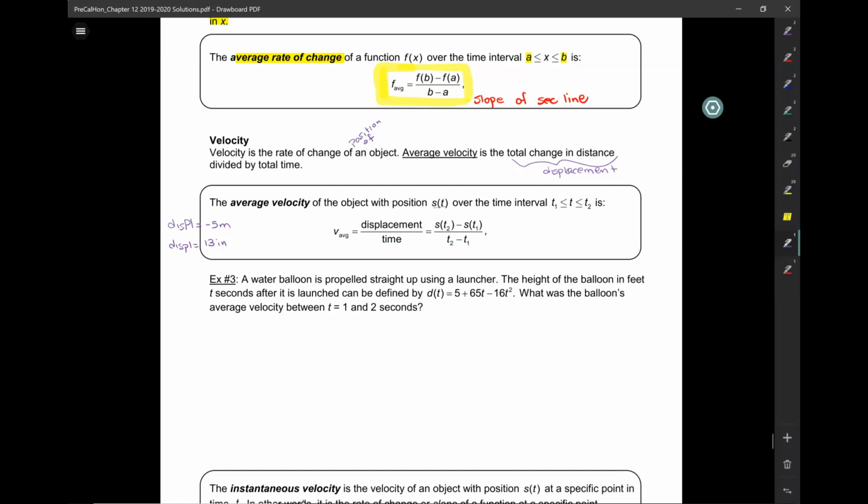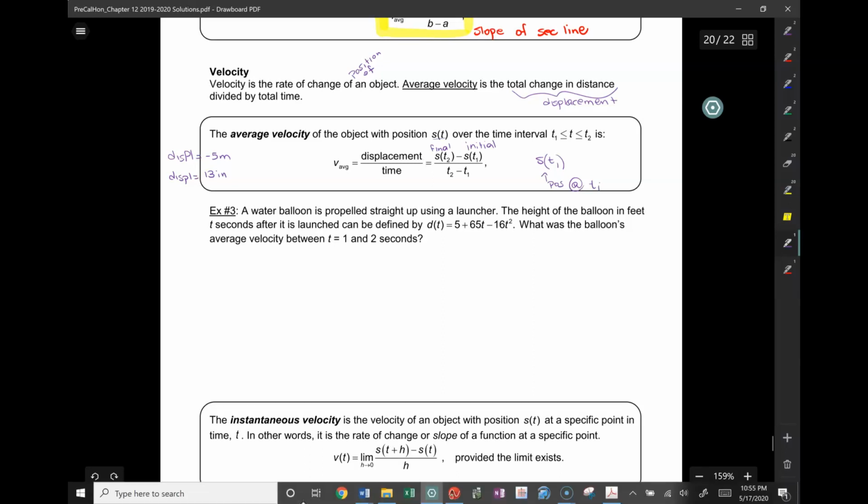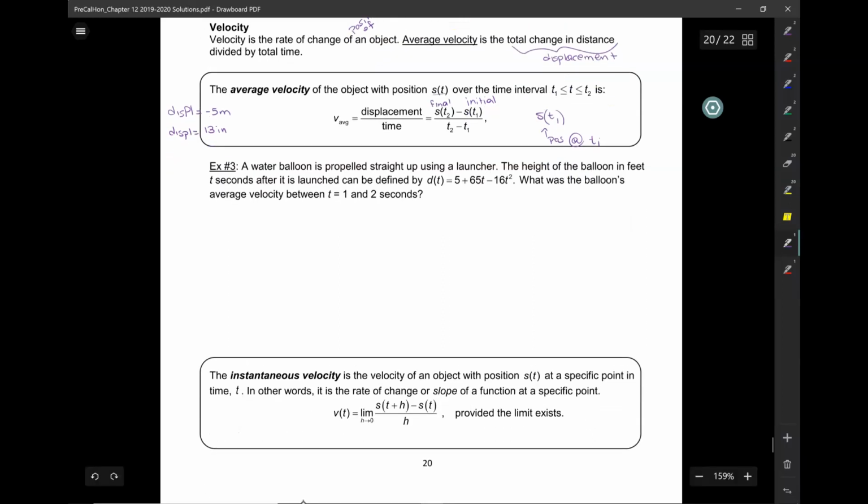So average velocity is total displacement over total time. This is the final position minus the initial position over T2 minus T1. So let's take an example here. And before that, let's just specify one more time that S of T1 is the position at T1. Okay, let's take a look at this example.